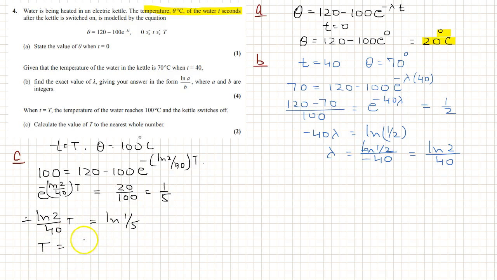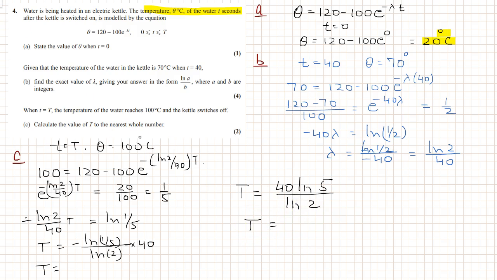So T will be ln 1 over 5, this minus will come here, divided by ln 2 multiply 40. Now again this is negative ln 1 over 5, so I can write T is equal to 40, this negative will come here, it will be 5 over 1, so ln 5 over ln 2.